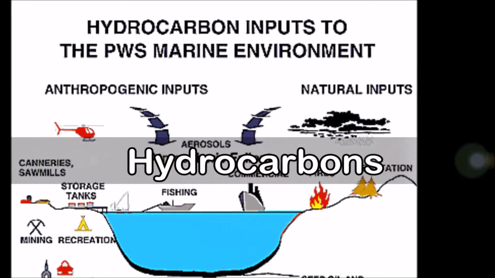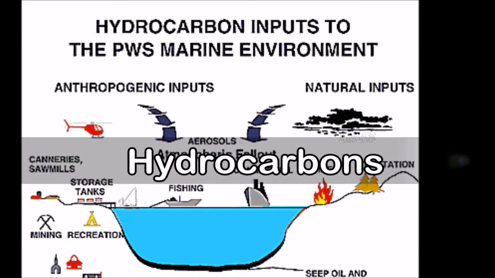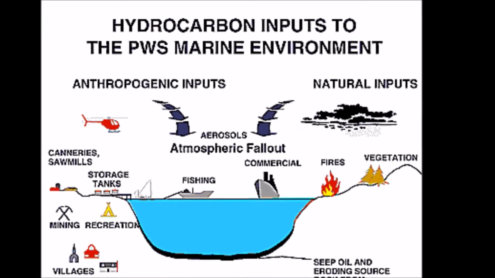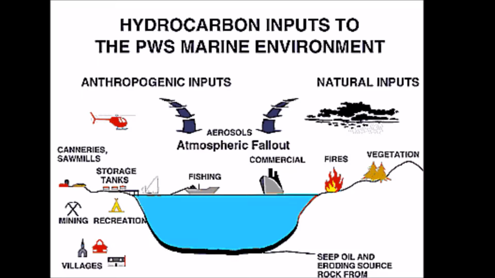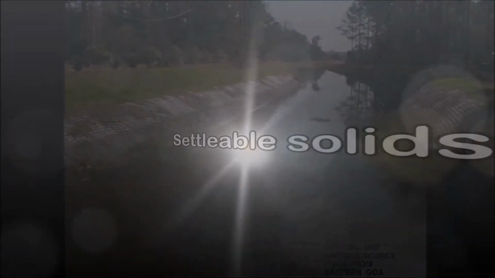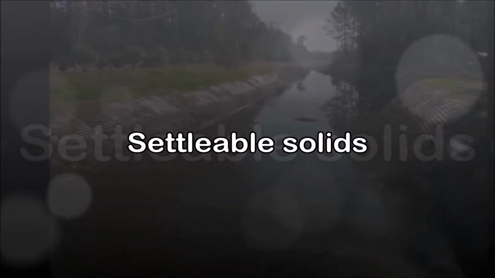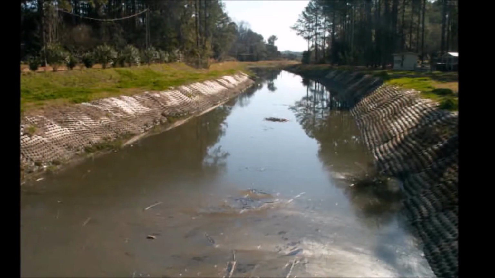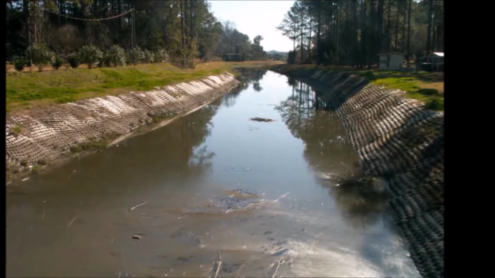Hydrocarbons. These include vegetable and mineral oils, including petrol, diesel, white spirits, heating and lubricating oil, and chlorinated solvents such as dry cleaning fluids. Settleable solids. These are mineral or organic solids which can settle onto the beds of rivers and lakes, where they can prevent fish spawning.